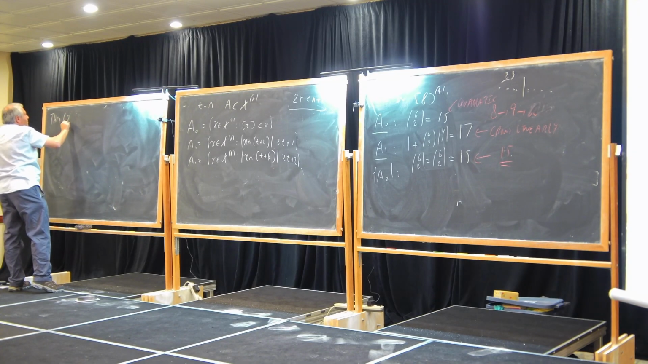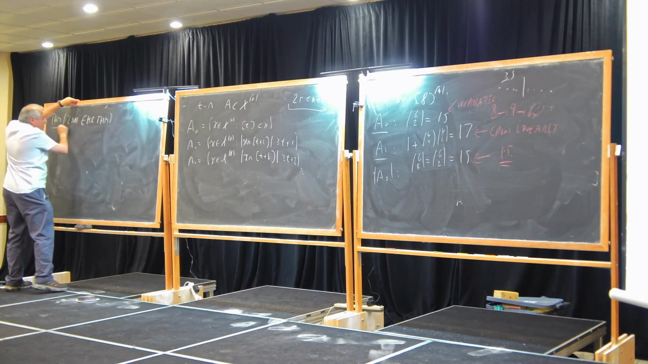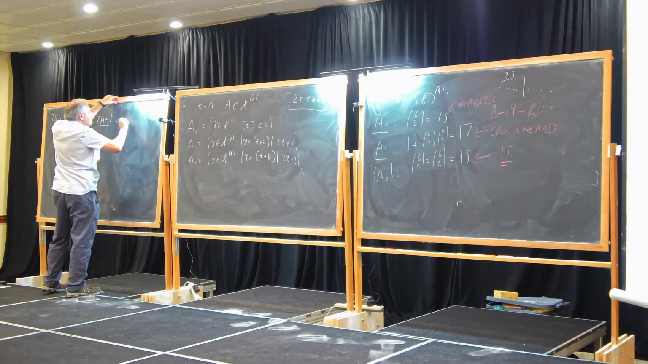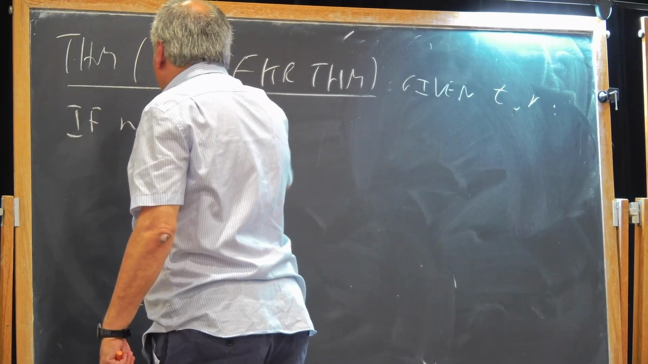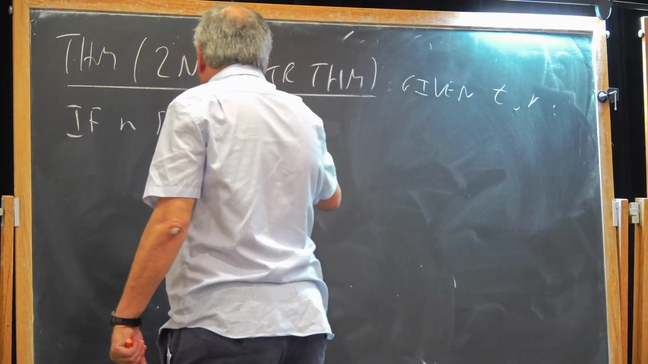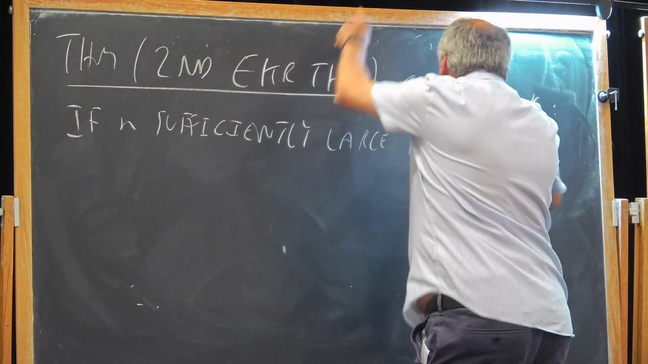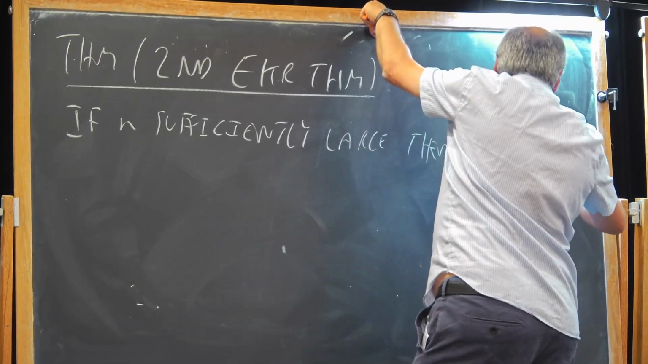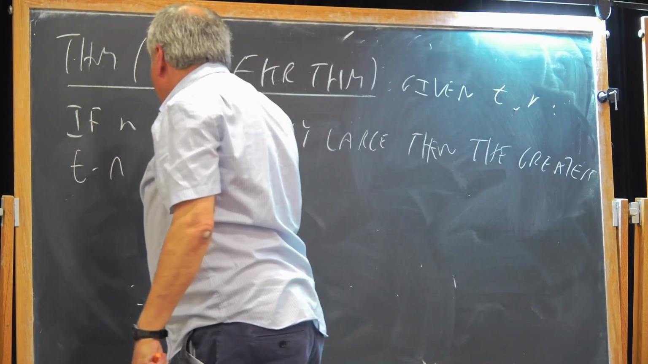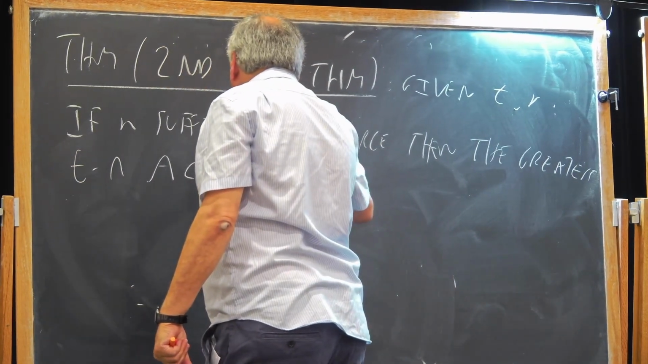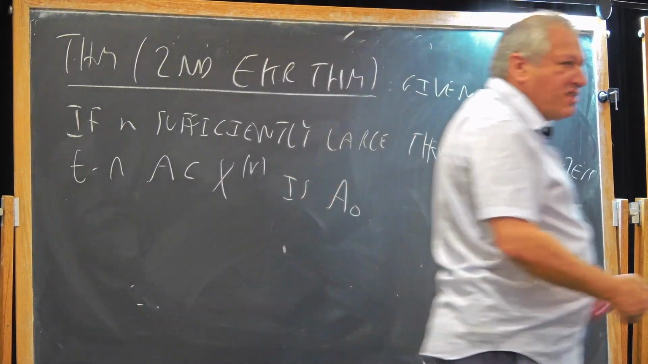So this theorem is normally called the second Erdos-Ko-Rado theorem. It says, given fixed t and r, if n is sufficiently large, then the greatest, biggest t-intersecting family A living inside [n] choose r is A naught. And you can't beat A naught. It's a very satisfying, nice thing, right?